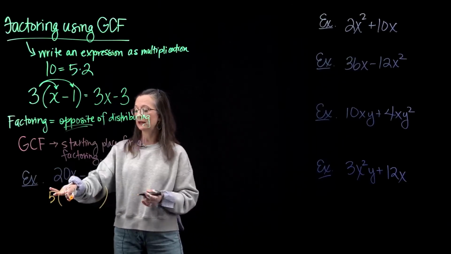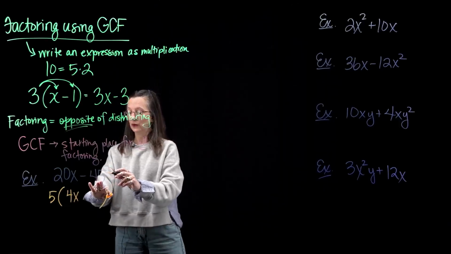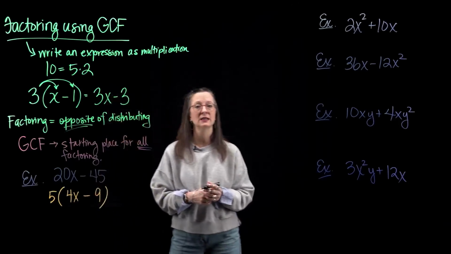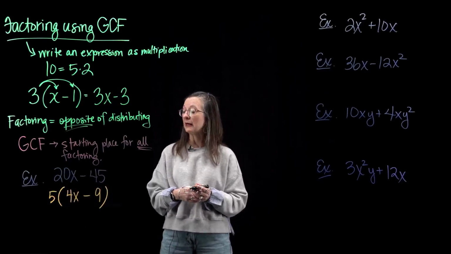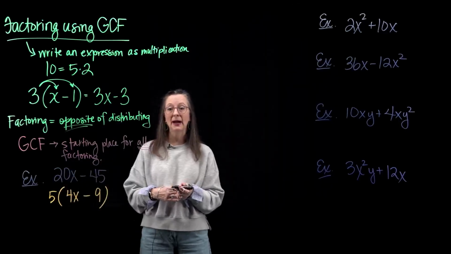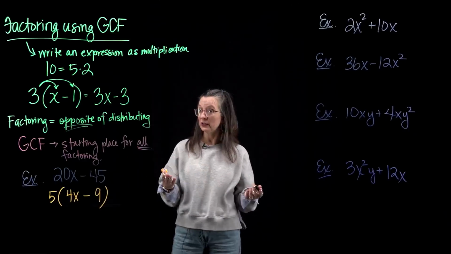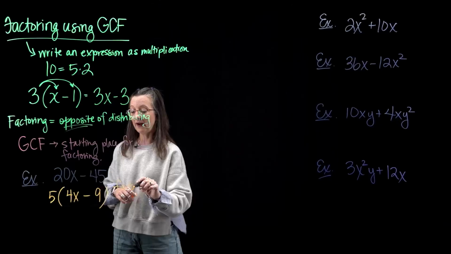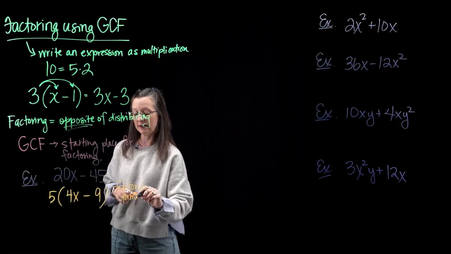So 20x divided by 5 gives me 4x. And then 45 divided by 5 is 9, and we'll keep that minus sign in the middle so that I have 5 times parentheses 4x minus 9. Now, if I wanted to check myself, I could multiply it back in to make sure that I got 20x minus 45, which I do. But my answer, my factored form, would be the 5 times parentheses 4x minus 9.